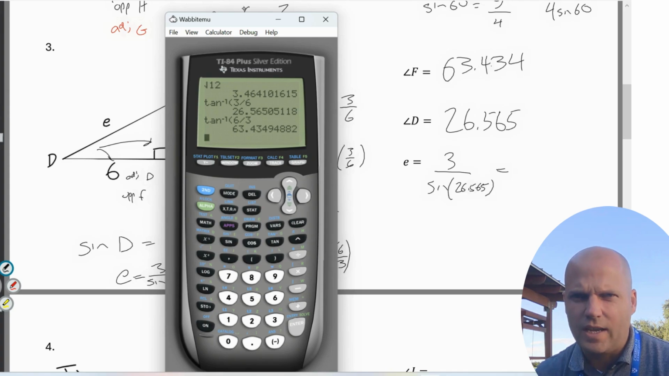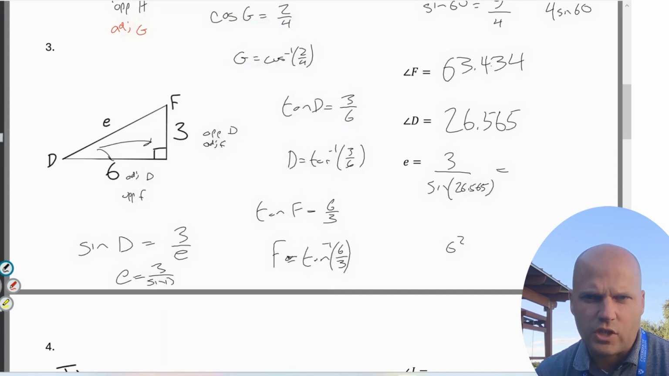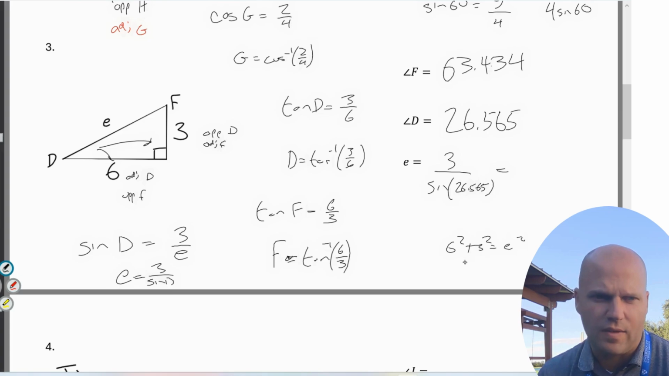Or you could say it's just 6 squared plus 3 squared equals E squared. 36 plus 9 is 45. 9 root 5.